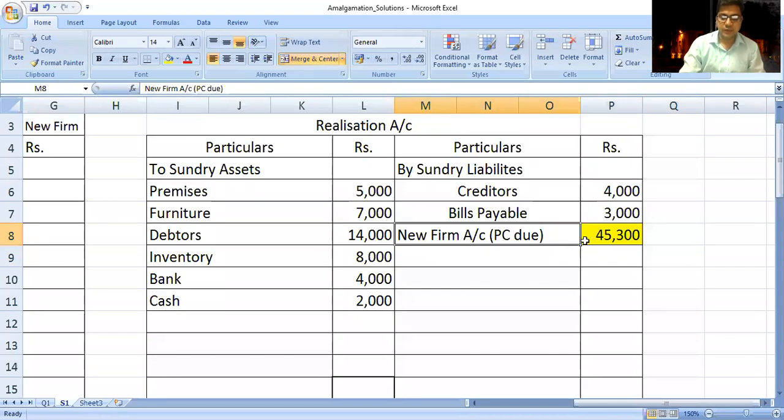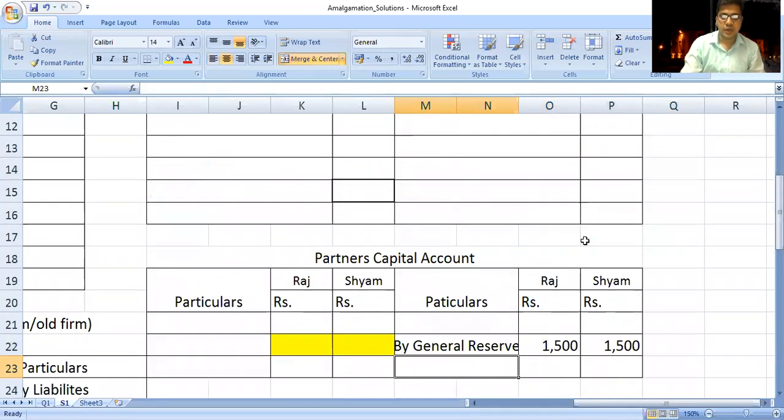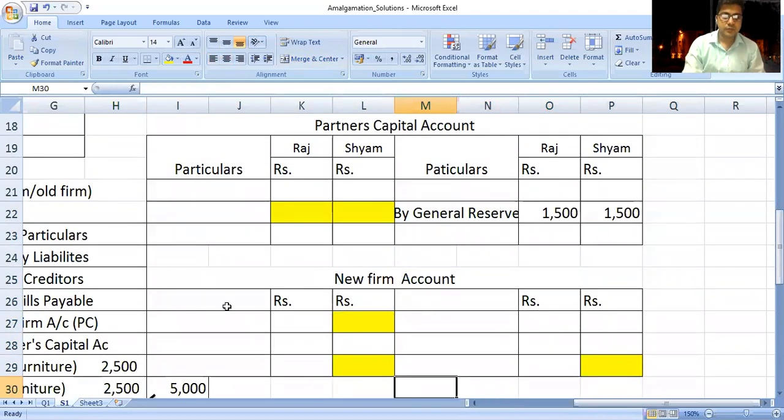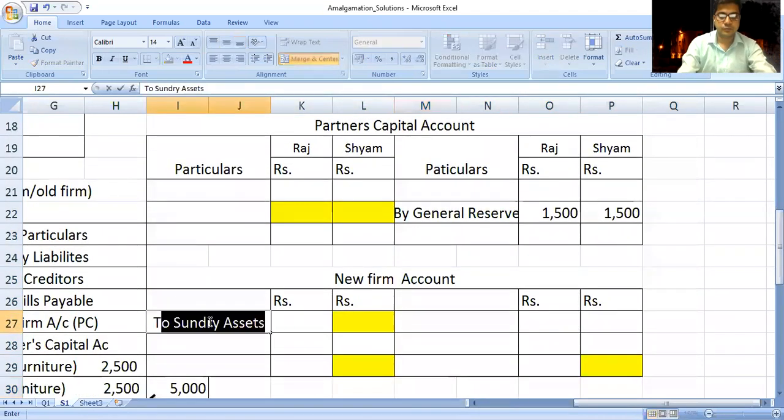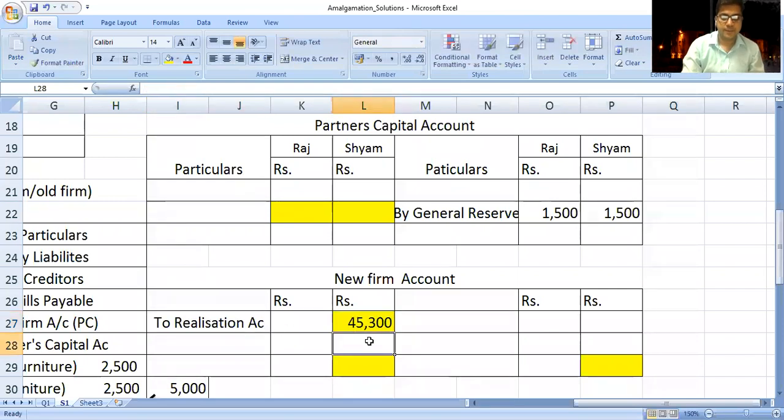Now this same entry we will pass to the new firm account, debit side, to realization account, 45,300. Okay, I hope you understood what is going on.